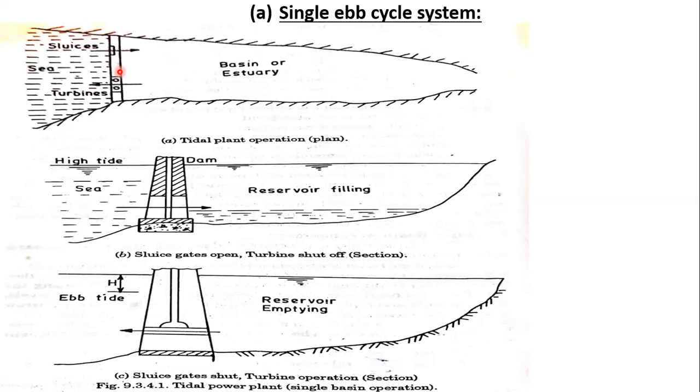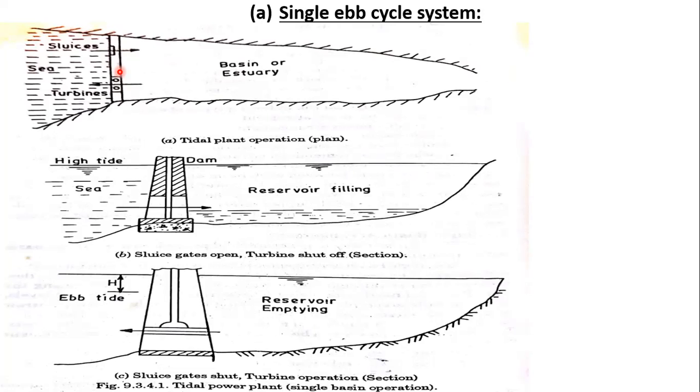Okay, so at the beginning of the ebb tide, ebbing means the flowing back of the tide. Ebb tide means flow back of tide. So at the beginning of the flow back of tide, the sluice gates are closed. When the tides move backwards, the sluice gates are closed because the reservoir is filled to the maximum limit of water. Now the generation takes place. The generation of power takes place after the reservoir is filled to the maximum level.